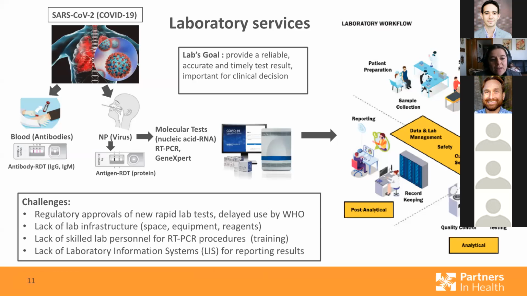We had the regulatory approvals of the new rapid test last year at the very beginning of the pandemic. WHO didn't allow the use of rapid antigen tests, and it was not until September that they were open to allowing their use. We also saw challenges in the lack of lab infrastructure regarding space, equipment and reagents, the lack of skilled lab personnel, mainly for the implementation of RT-PCR procedures, and the lack of lab information systems for reporting results. So we faced all those challenges.